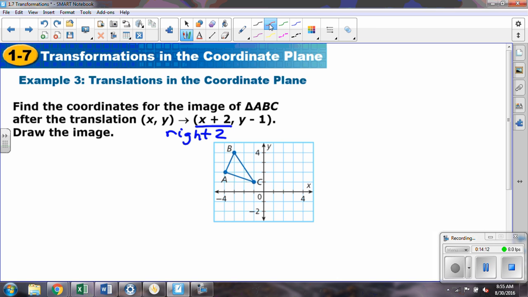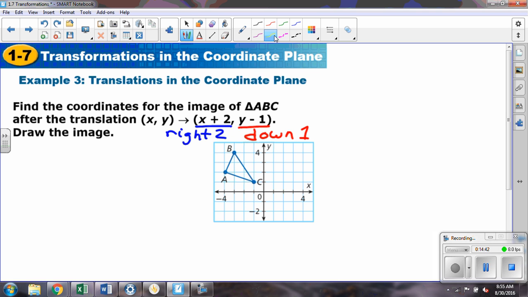Additionally, what is y minus 1 going to do? We know the y-coordinate is up and down. So what would minus 1 do to up and down? It'll be down 1. Just by looking at the arrow notation here, using these coordinates, we can now draw where the image is going to be just by counting out, going right 2 and down 1.